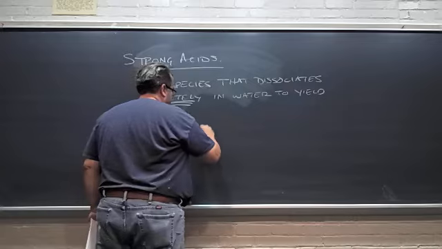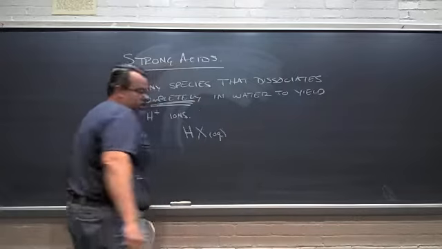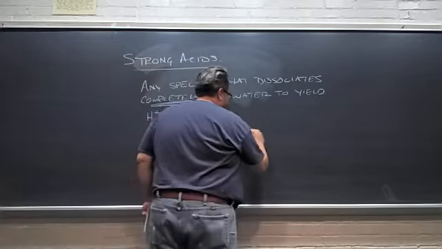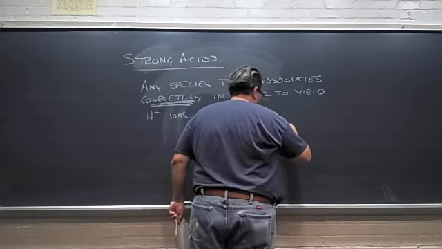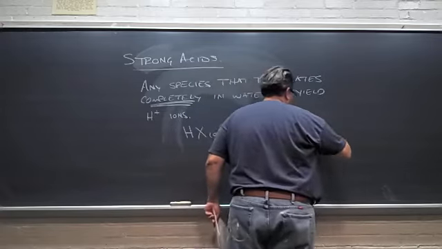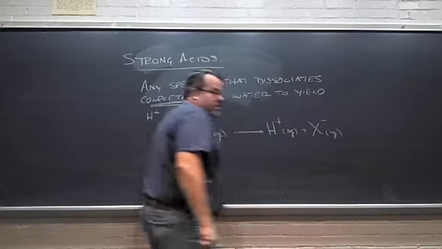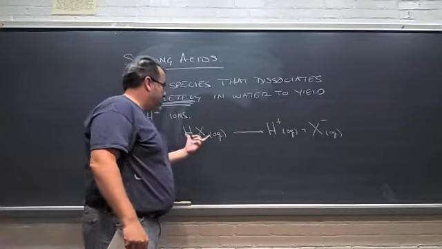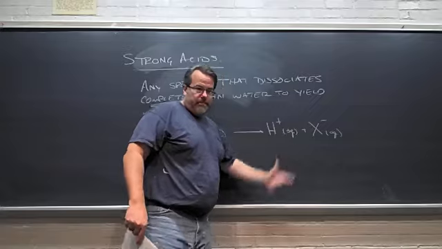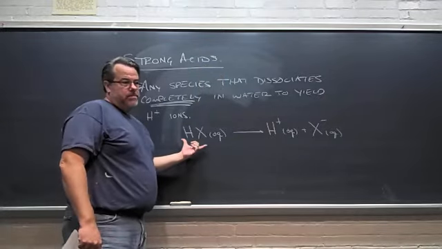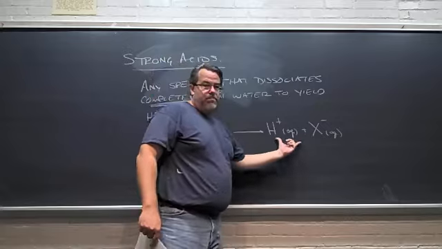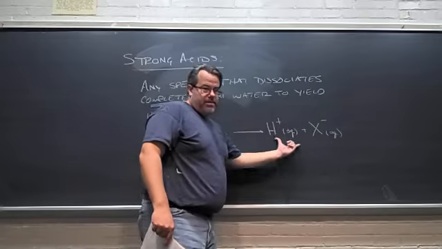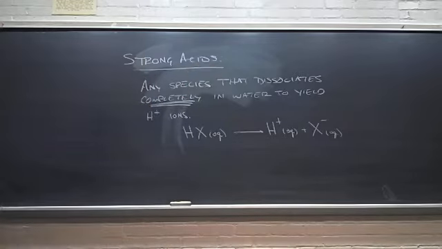So we can do a generic definition. Any species HX that dissolves in water and dissociates completely would be a strong acid. And strong acids are easy to work with because 1 mole of strong acid is going to give you 1 mole of H+. So if you have 0.1 molar of some strong acid, that's going to give you 0.1 molar H+. If you've got 0.05 molar of this acid, you'll have 0.05 molar H+. And that makes all of the math easier.